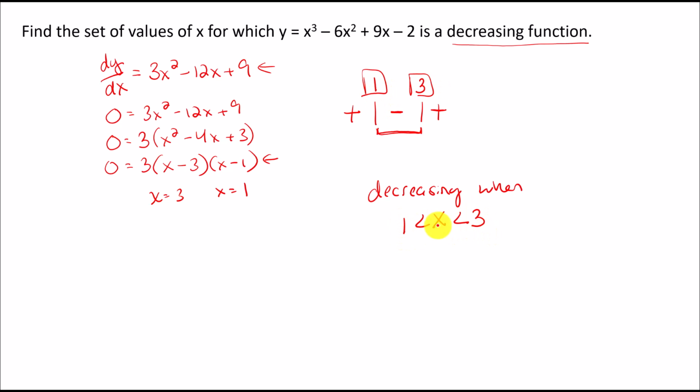It's between 1 and 3, so we write it between 1 and 3. So 1 is less than x, which is less than 3. That's how we're going to write our answer.